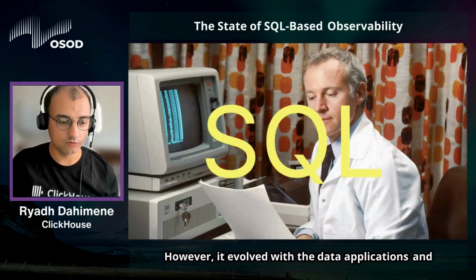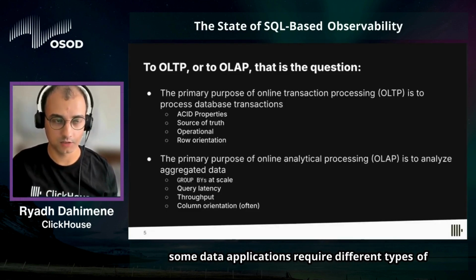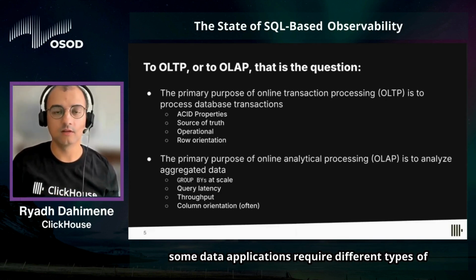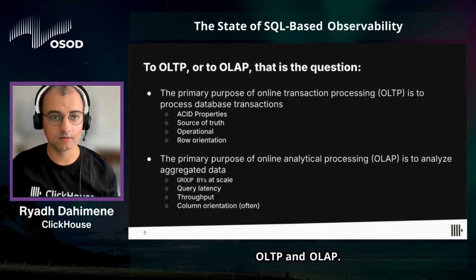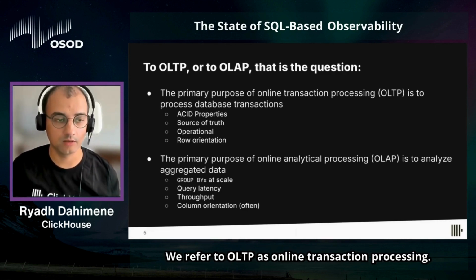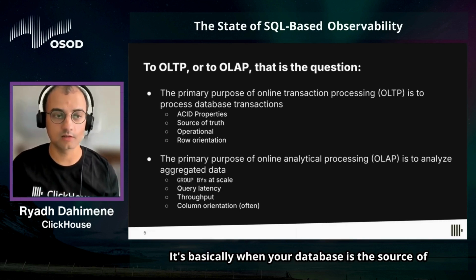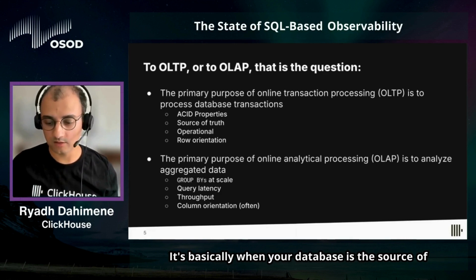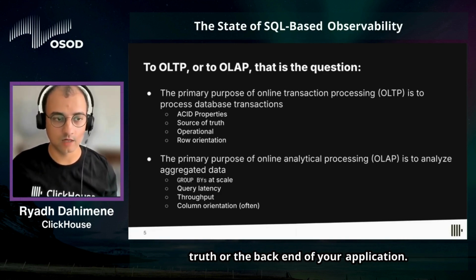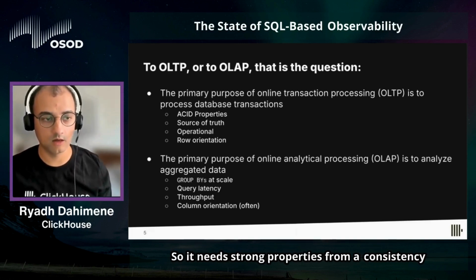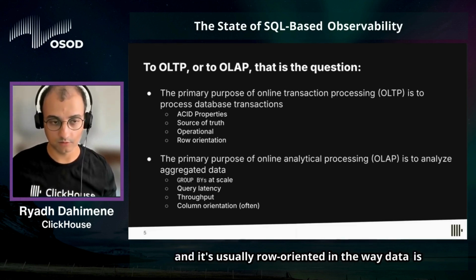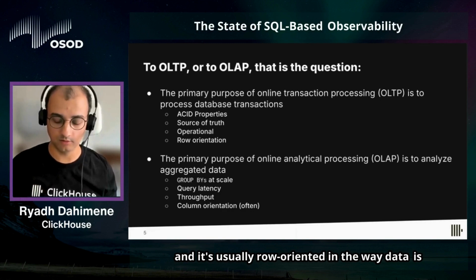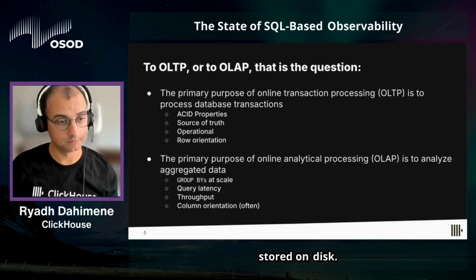However, it evolved with the data applications, and some data applications require different types of SQL, roughly in two categories: OLTP and OLAP. We refer to OLTP as online transaction processing. It's basically when your database is the source of truth or the backend of your application. So it needs strong properties from a consistency perspective, ACID. It needs to handle the throughput of transactions and provide coherent results. And it's usually row oriented in the way data is stored on disk.